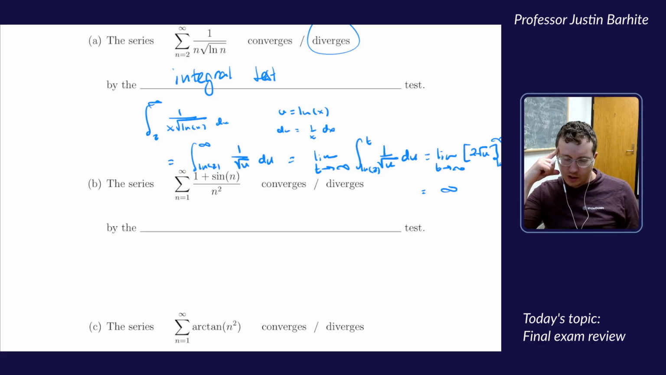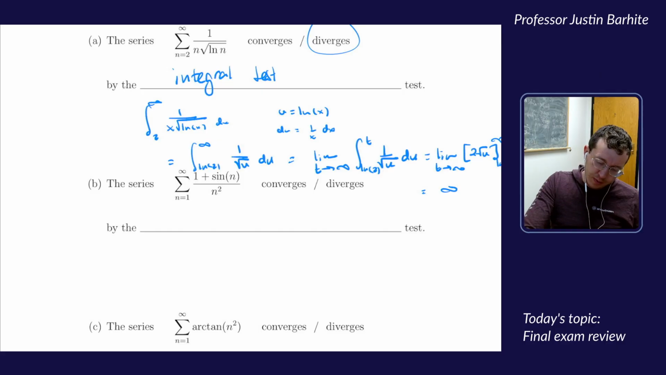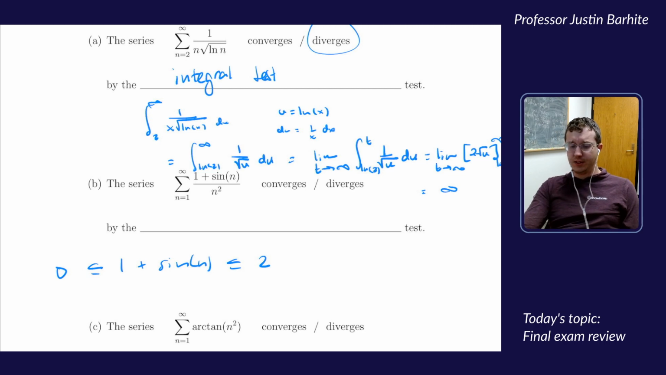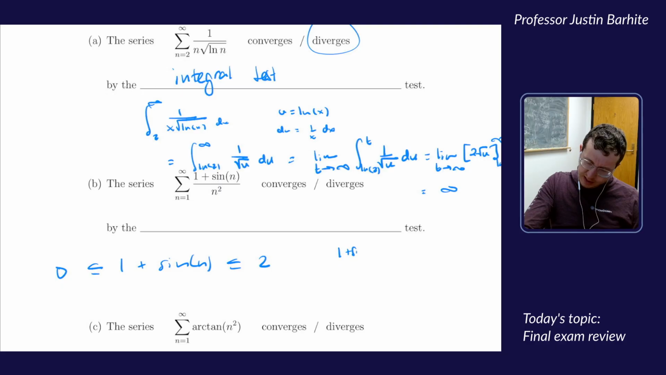Okay, 1 plus sine of n over n squared. That 1 plus sine n, I know that's trapped between 0 and 2 because sine of n is always between negative 1 and 1. So that means that 1 plus sine n over n squared is less than or equal to 2 over n squared.